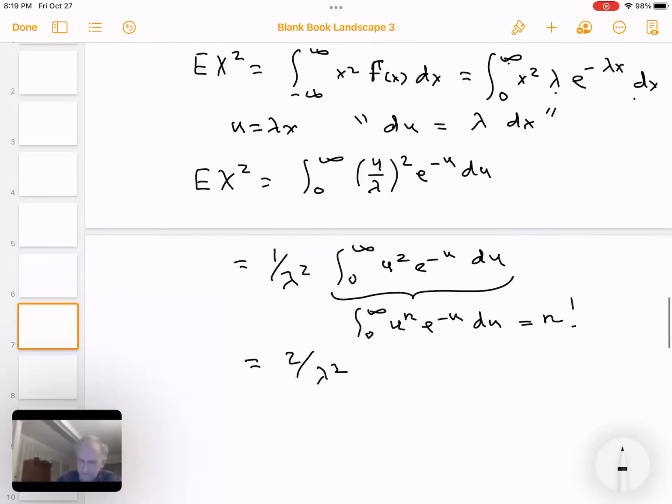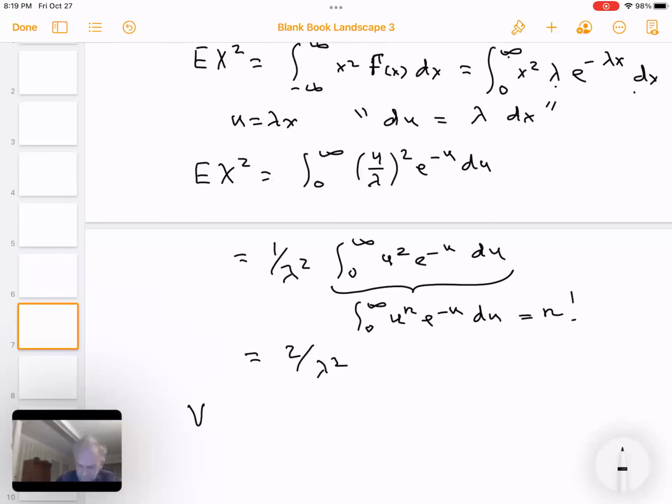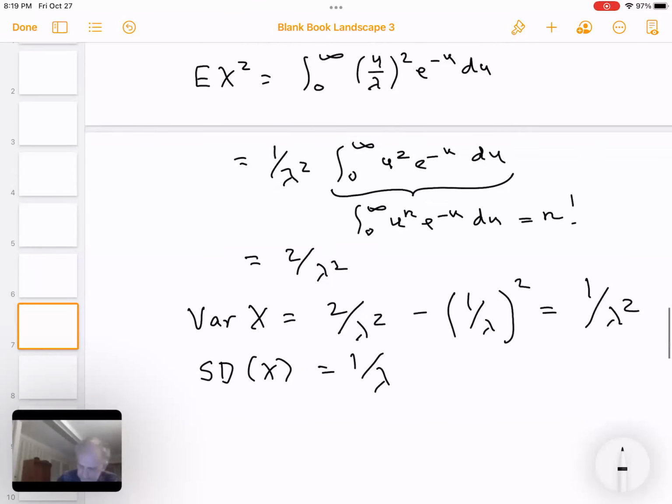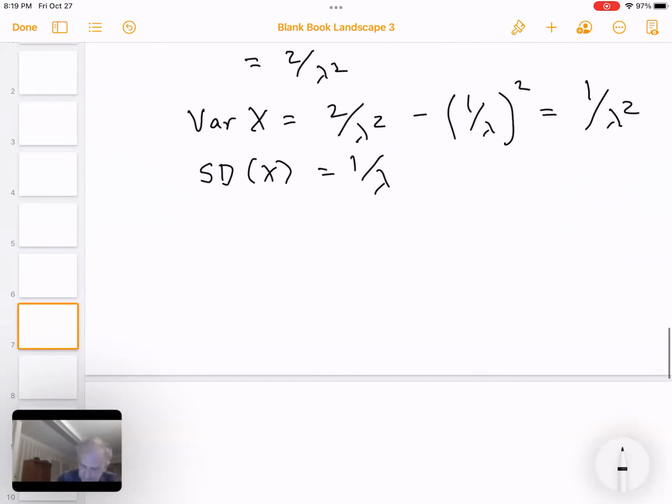Okay, so we have finally the variance of an exponential is just equal to E of X squared, 2 over lambda squared, minus E of X all squared. The expected value, remember, was 1 over lambda. I square this, so I get 1 over lambda squared for the variance. You notice the standard deviation, the positive square root of the variance, is 1 over lambda, which is the same as the expected value.